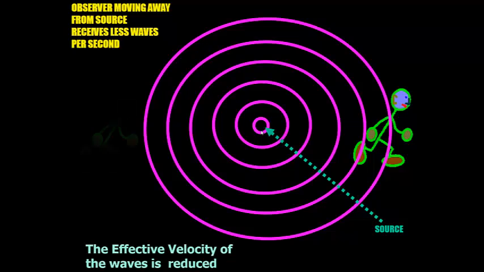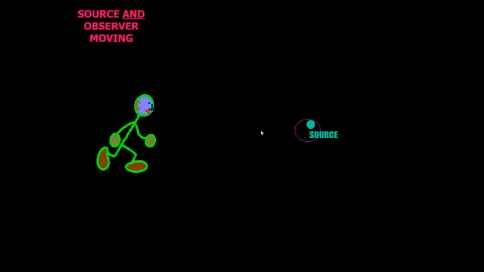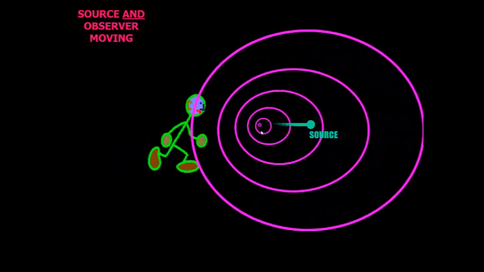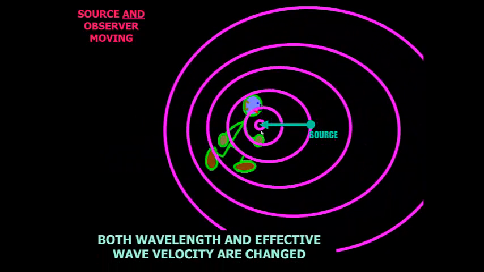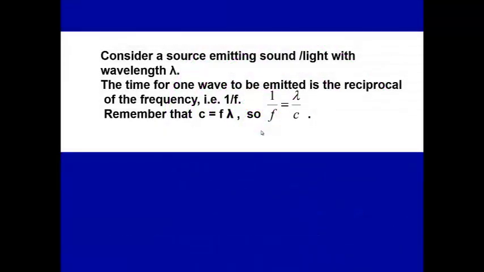This gives us a way of describing the differences in these things. Well, if the source and the observer are both moving, then you get a combination of both of these. So you get both the wavelength and the effective wave velocity being changed. So if you consider a source that is emitting sound or light with a wavelength of lambda, then the time for one wave to be emitted is the reciprocal of the frequency. So it's just the period, which is 1 over f, and that's lambda over c.